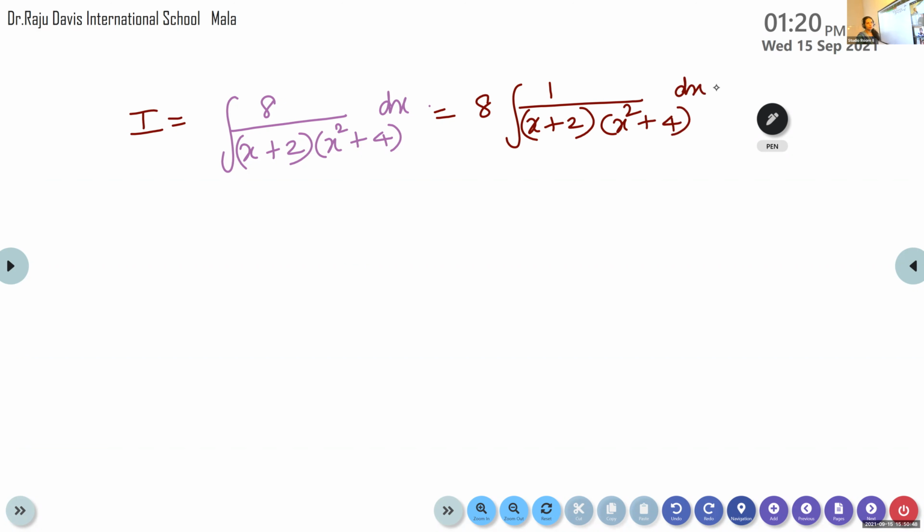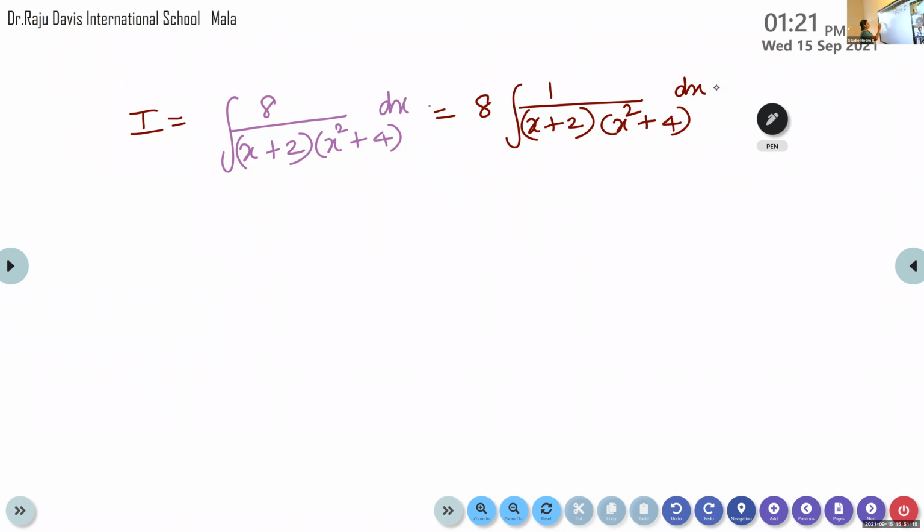Now look at the numerator. What is the degree of the numerator? Constant function means the degree of the numerator is 0. What about the denominator? What's the degree of the denominator? 3. So it satisfies that condition. Degree of the numerator is less than the degree of the denominator. If it is like that, we can write it in partial fractions.